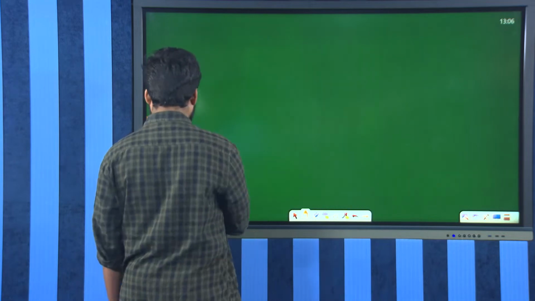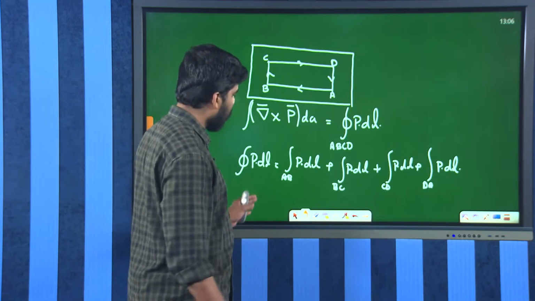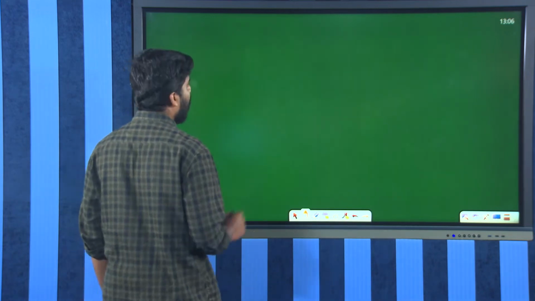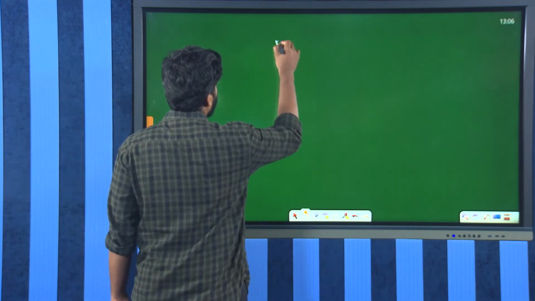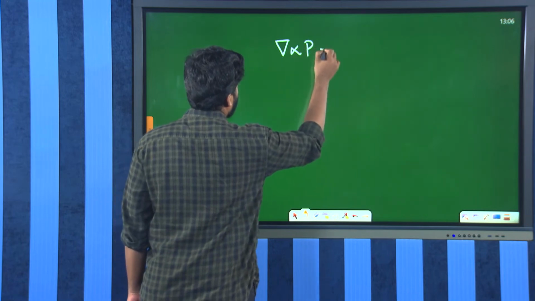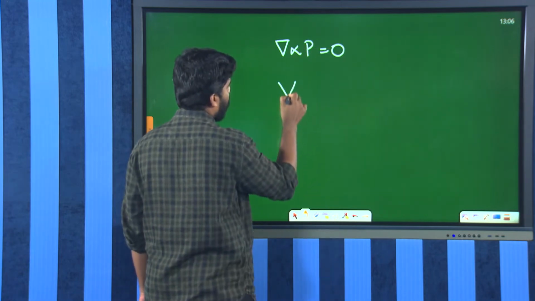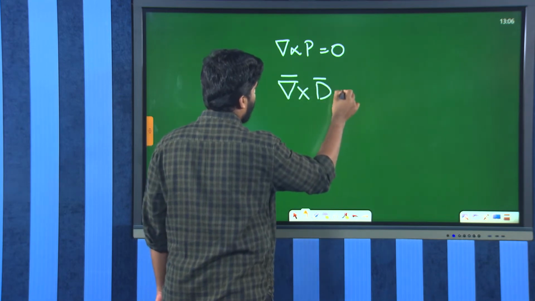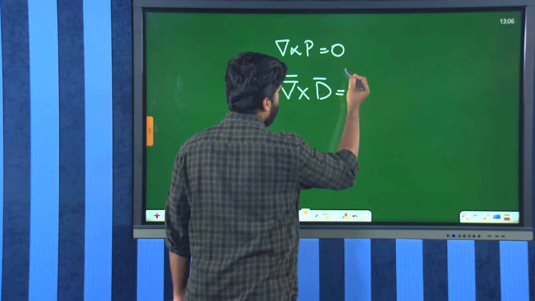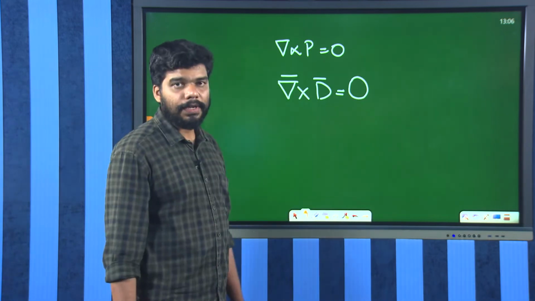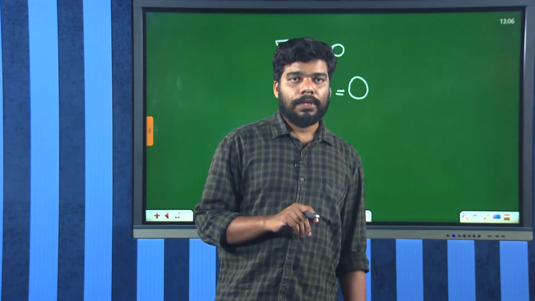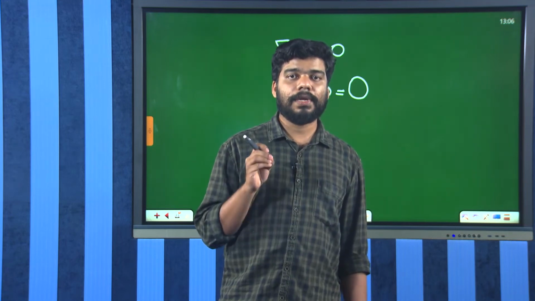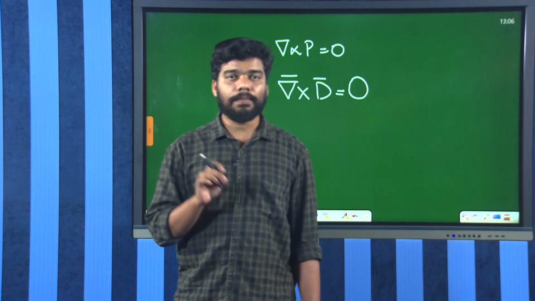So, I can clearly see that this total integral is 0. That means del cross P is equal to 0, which implies that this curl of D, even inside a dielectric medium, is 0. So, this curl of D is 0. So, how will we know how much polarization can be achieved within a dielectric medium?